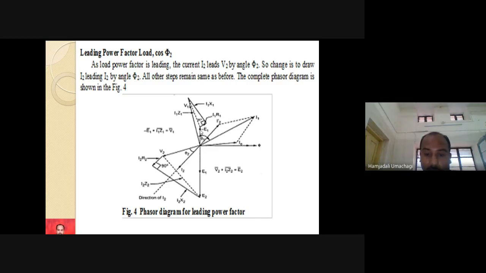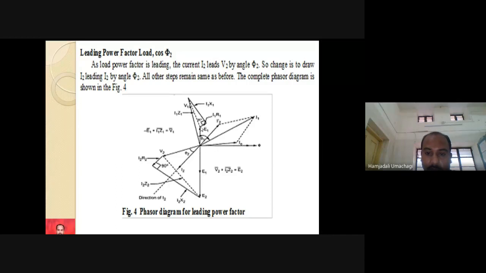Then the remaining is the primary side voltage equation. Already I am having minus E1 with me. What else should I add? I should add I1R1 and I1X1. So from the tip of minus E1, you add I1R1. How to decide the direction of I1R1? I should check the direction of current I1. This is my current I1. So parallel to this, I have to show I1R1. Then I should show 90 degree leading, that is I1X1.